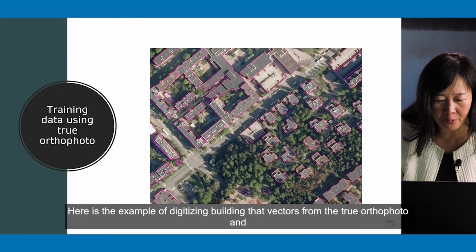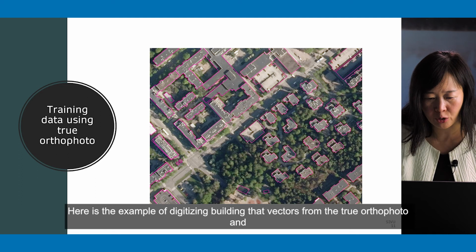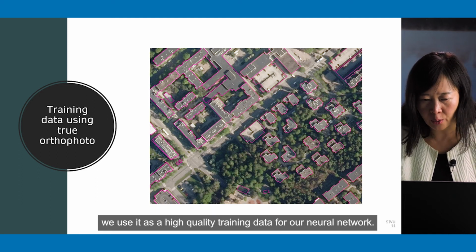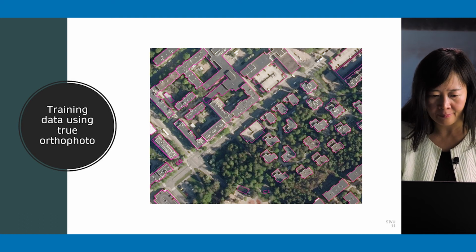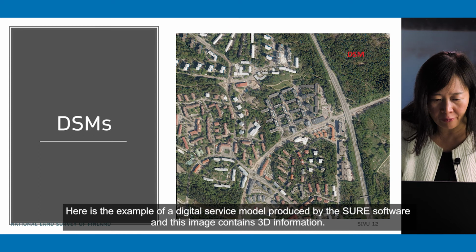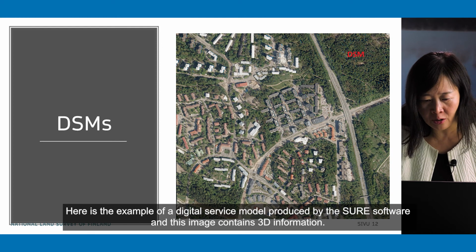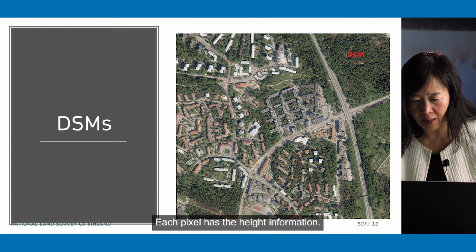Here is an example of digitizing building vectors from the true orthophoto, and we use it as high-quality training data for our neural network. Here is an example of a digital surface model produced by the Sure software, and this image contains 3D information. Each pixel has the height information.